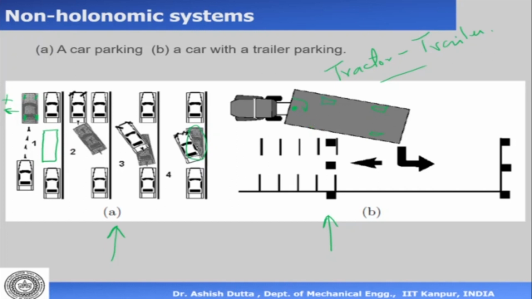It is like a tractor in front which is pulling a trailer at the back. The trailer is not actuated. The actuation is only on the tractor, and the tractor can pull forward or it can rotate. But because there is no actuation on the trailer, it can freely move about this joint only. So in such situations, can you go and park the trailer here? Suppose I say I want to park the tractor-trailer here. Is that possible?